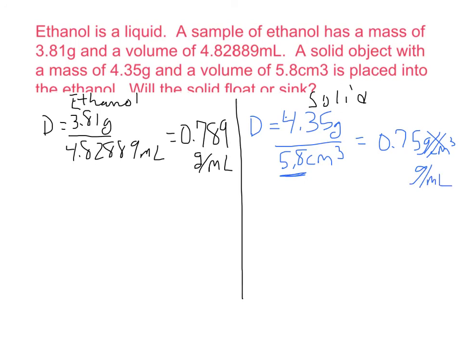Okay. Right, so now thinking, 0.789 is greater than, equal to, or less than 0.75. 0.75 is smaller than 0.789. So in the world of density, the 0.75 one is going to do what? Well, it's less dense, so it's going to float. So my answer is the solid will float in ethanol. Exactly.